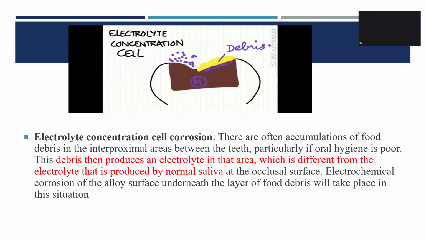Electrolyte concentration cell corrosion can occur by accumulation of food debris in the interproximal area between the teeth, particularly if the oral hygiene is poor. This debris then produces an electrolyte in that area which is different from the electrolyte produced by normal saliva at the occlusal surface. Electrochemical corrosion of the alloy surface underneath the layer of food debris will take place in this situation, and the diagram clearly depicts this type of corrosion.